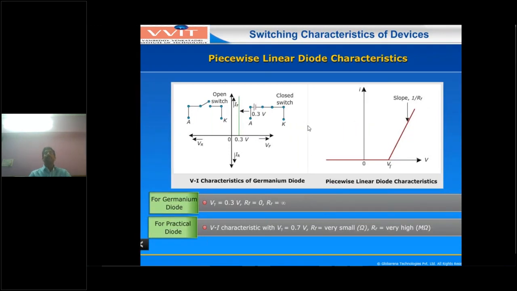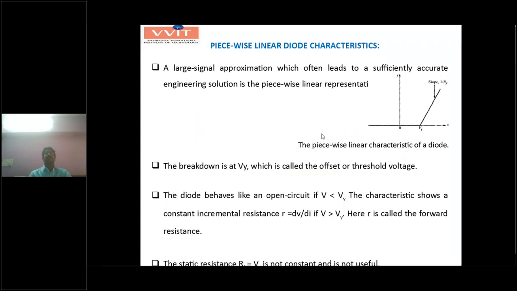And this is the important one, piecewise linear diode characteristics. This is used in large engineering applications. So what are the piecewise linear diode characteristics? Whenever we use large signal approximation conditions, generally the VI characteristic graph of the PN diode is non-linear. But here, for large engineering voltage applications, you are assuming this VI characteristic graph is linear, and the slope equal to 1 by RF.